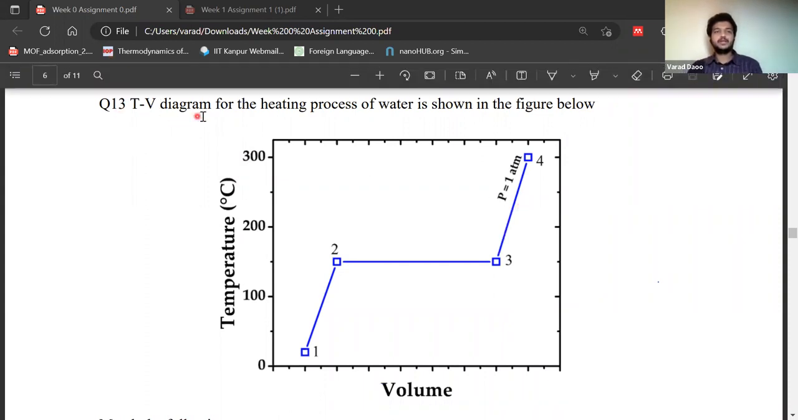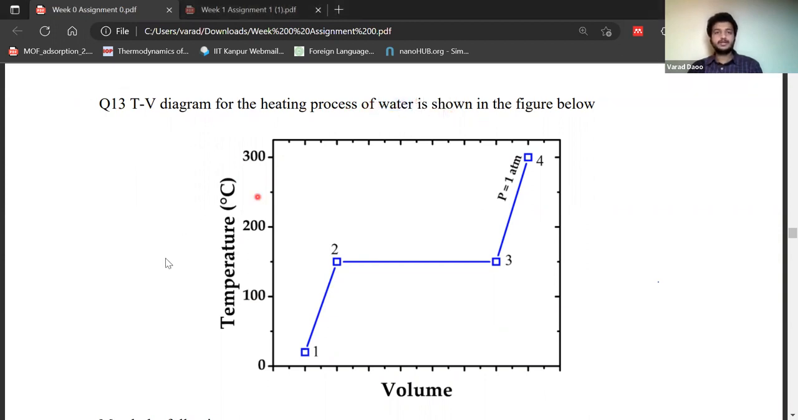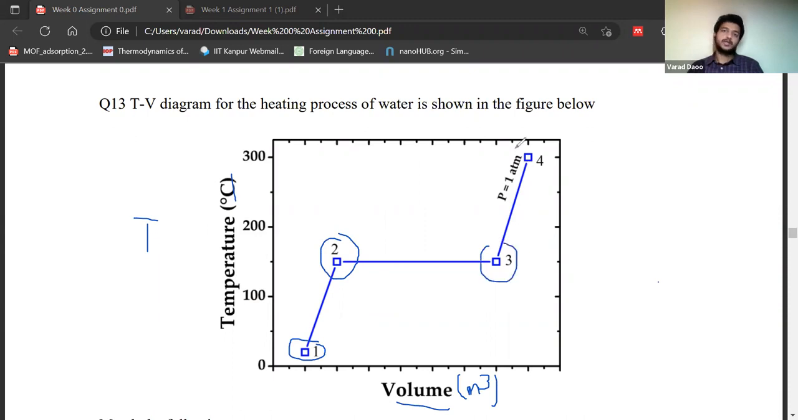So here what we have is a TV diagram for the heating process of water. Okay, so it's a pure component, water, and it's a TV process. Okay, TV diagram. So here we have temperature in degree Celsius and volume, some unit, meter cube, let's say. And initially it's at this point, then it goes to 0.2, 0.3. So here P equal to 1 means throughout this process, the pressure remains the same. And what are we asked?